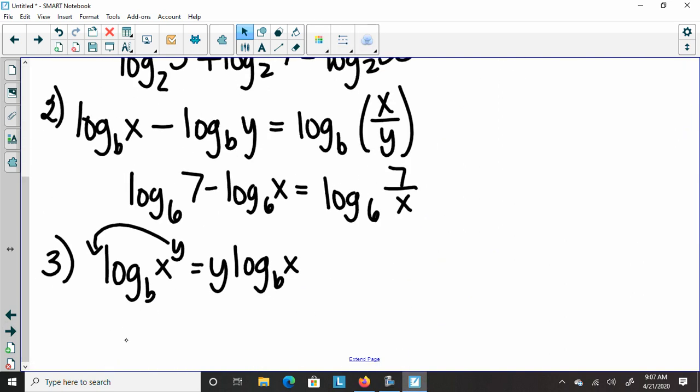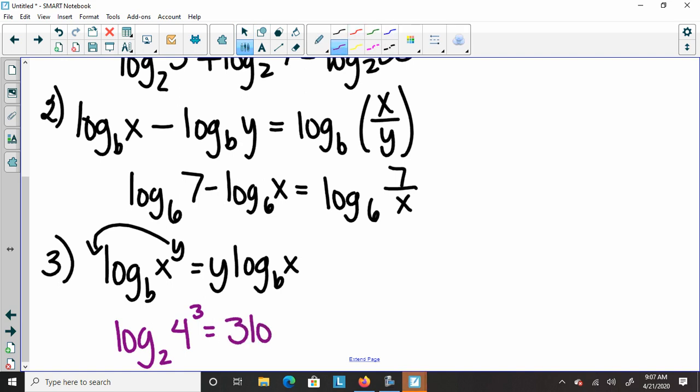So here's a real quick one. If I had log base 2 of 4 to the third, that's the same thing as 3 log base 2 of 4. So that 3 should just come down in the front. And also if you see a number in the front, it could just hop back up to the other side.